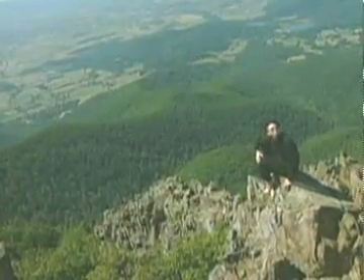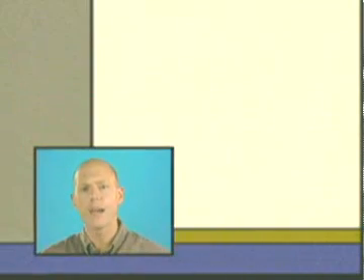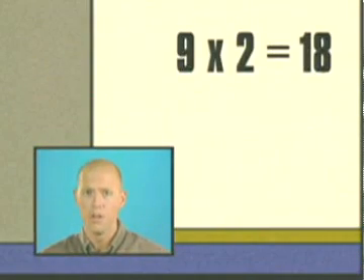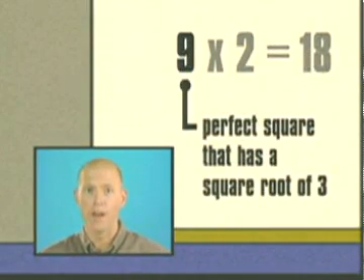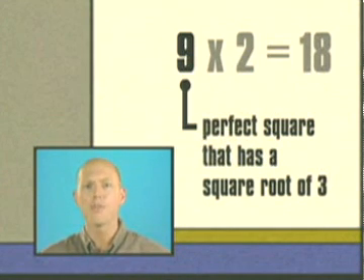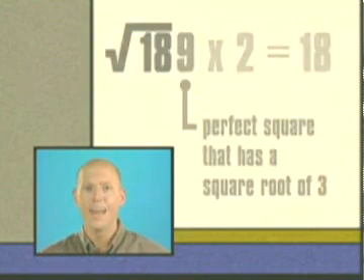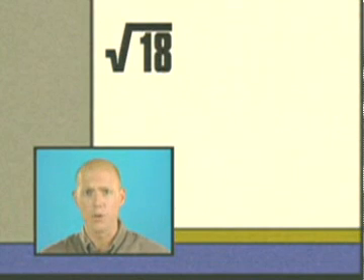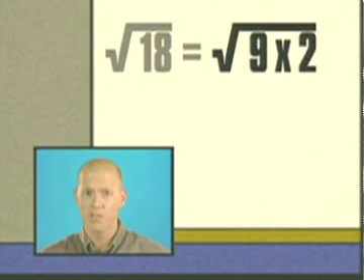How about 6 and 3? Well, yes, these are factors, but neither of them are perfect squares, so that doesn't really help us. But look at the factors 9 times 2. We know that 9 is a perfect square that has a square root of 3, so this is good stuff. These are the factors we want to use. Now, instead of 18 under the radical, we can make it 9 times 2.